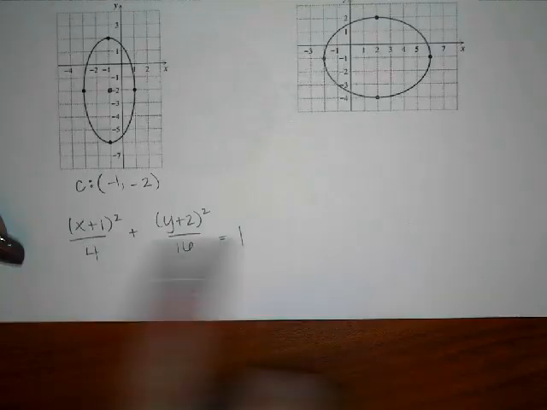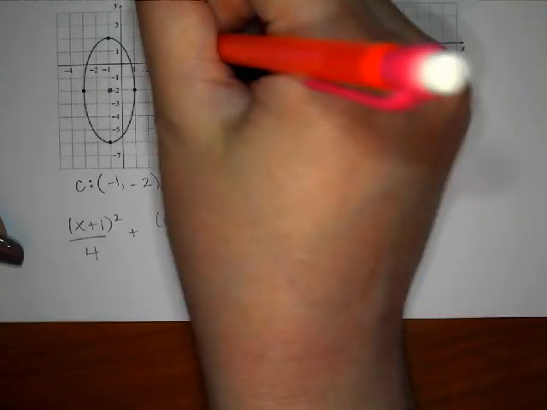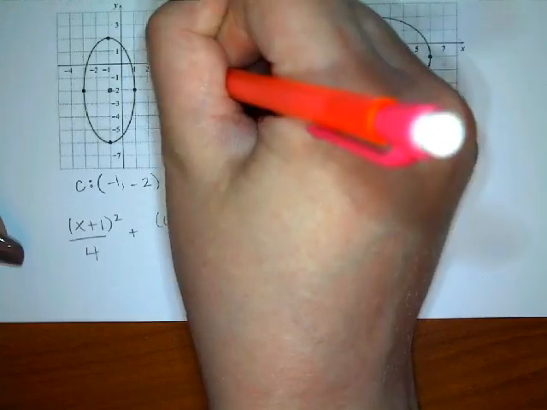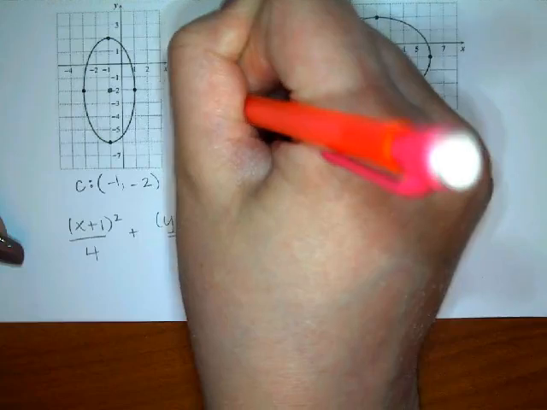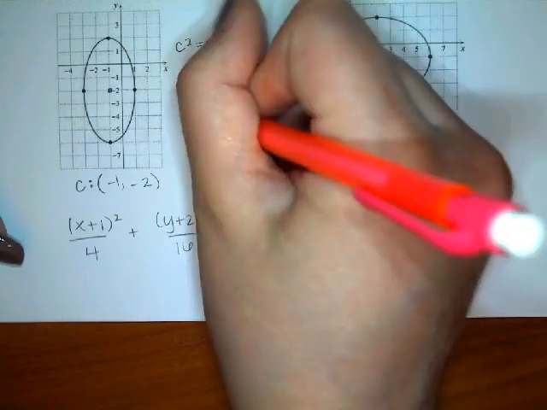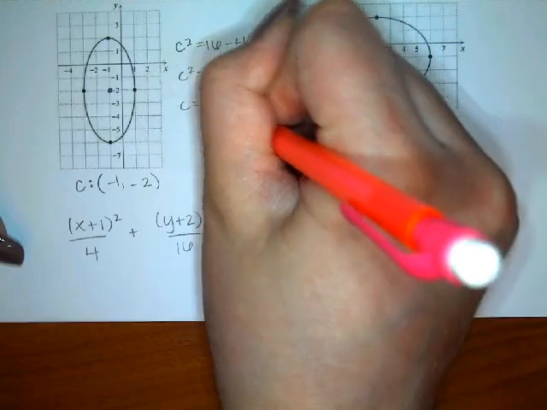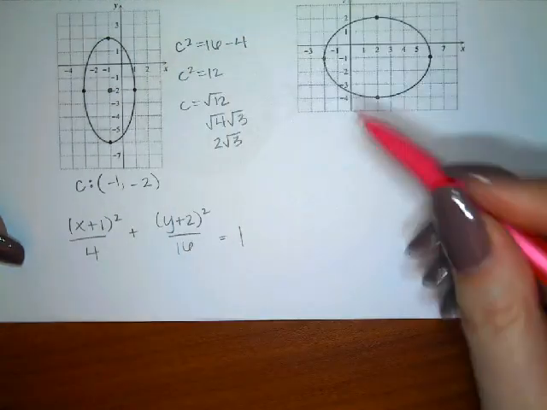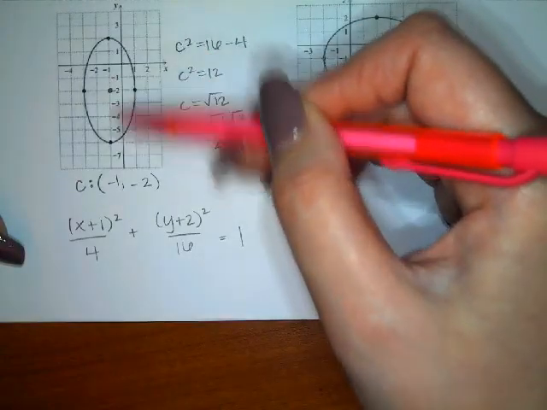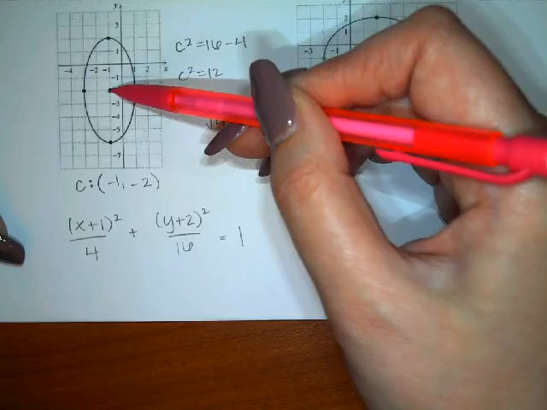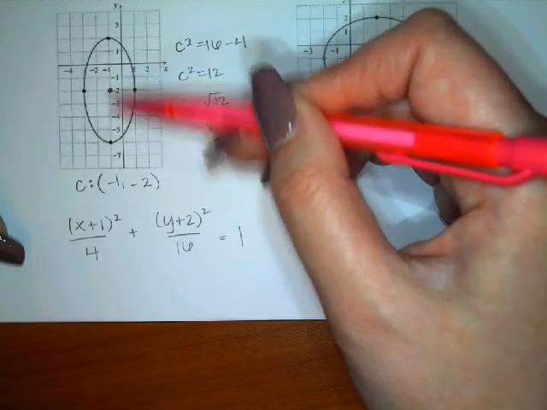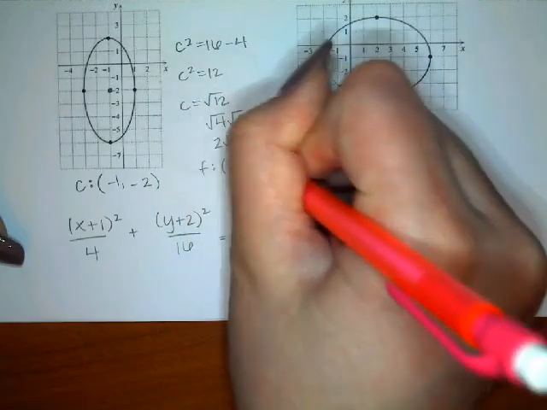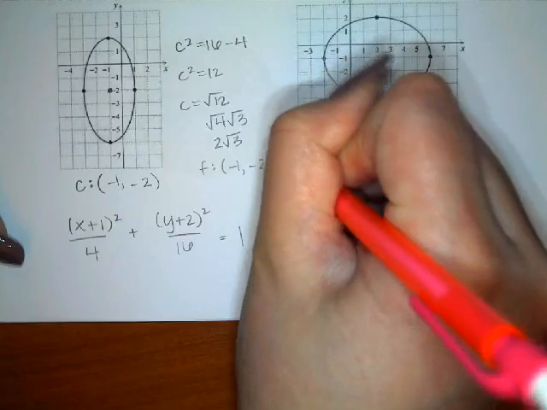The foci, c squared is the bigger one minus the smaller one. We got to simplify that. So that's the square root of 4 times the square root of 3. So c is 2 square root 3. So the foci is in line with the vertices. So from the center, we're going to go up 2 root 3 and down 2 root 3. So the foci, negative 1, negative 2 minus 2 root 3, negative 1, negative 2 plus 2 root 3.